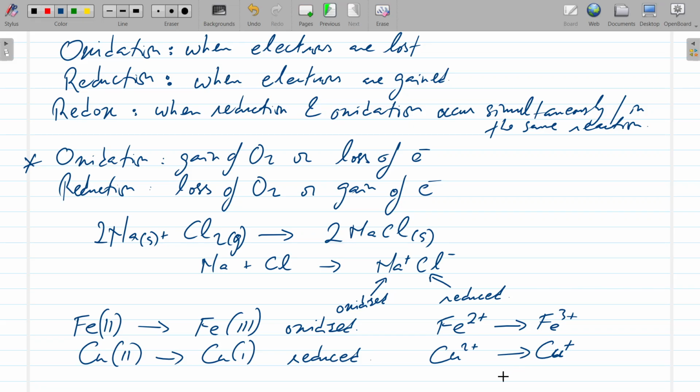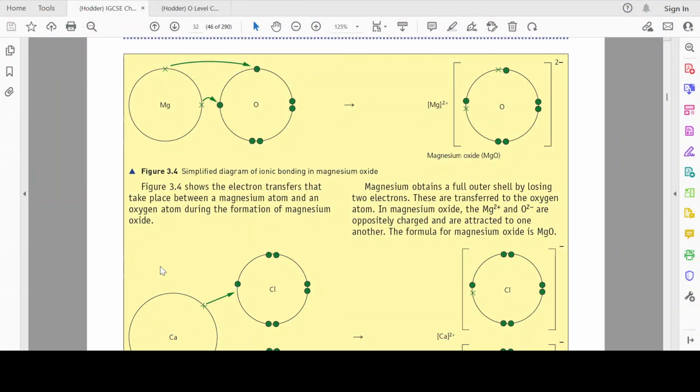Now, in the textbook for the extended syllabus, they've given reactions for magnesium oxide and calcium chloride as well. Because we've already done the dot and cross, I'm going to take you to the book and show that to you. Does that work? Okay, let me just put that on screen.